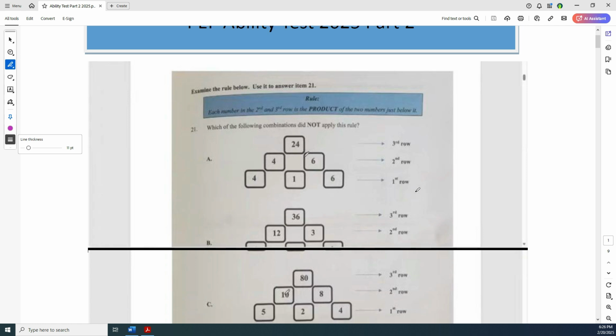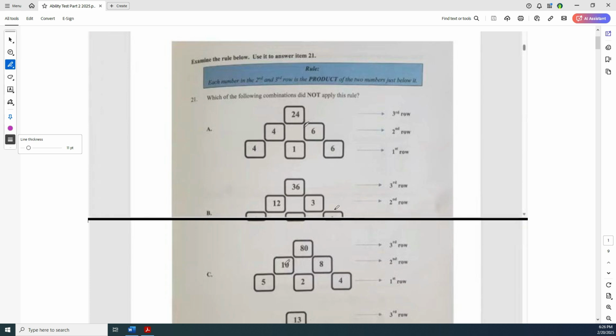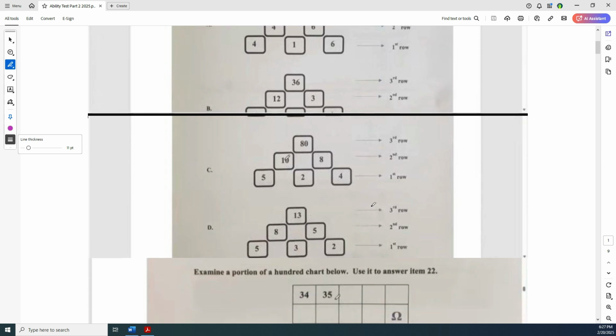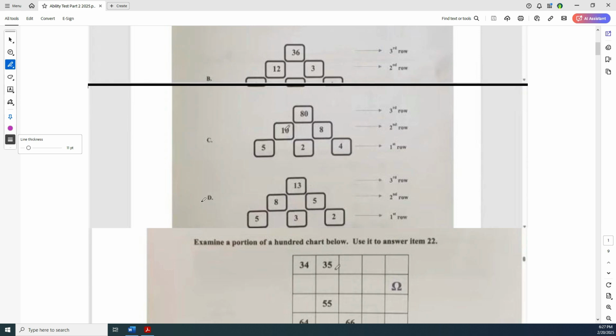6 times 16 is 144, so that is correct. This one is 3 times 13, 3 times 12 is 36, so that is correct. This one here is 8, 10, 80, 4 twos are 8, 5 twos are 10, so that is correct. 2 times 3 is 6, 3 times 5 is 15, so this is definitely not correct, so the answer here would be D.